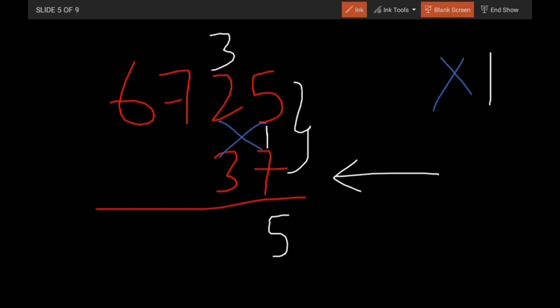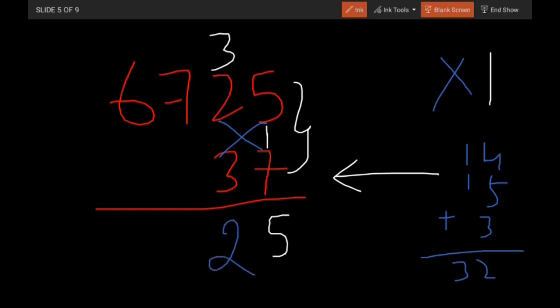Now 7 into 2 is going to be 14, and 3 into 5 is going to be 15, and do not forget to add carry, which is 3. So the answer is 32, right? 14 plus 15 is 29, 29 plus 3 is 32. So write 2 over here and 3 here. We are gonna cancel out this 3. Now the next step.